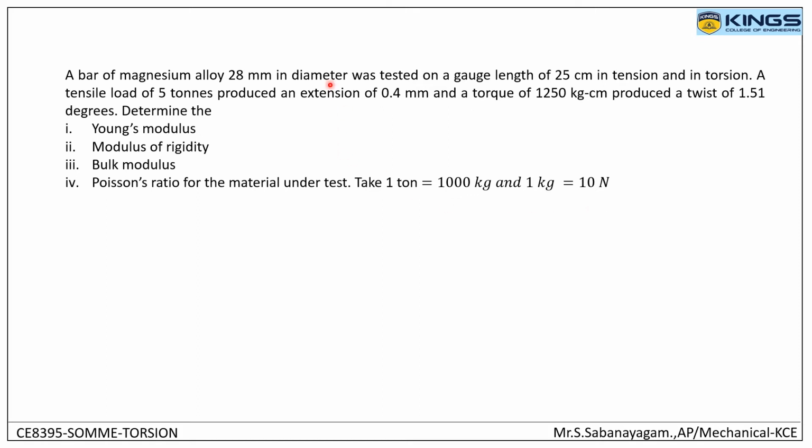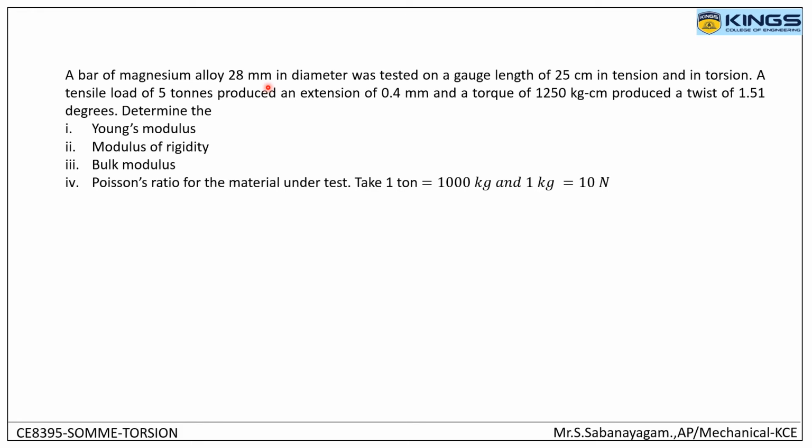Right? This is the problem given, and we have to understand that the material is a bar of magnesium alloy, and its structure is in the shape of a bar. Its diameter will be 28 mm, right? And the length will be 25 centimeter. So we have to clearly understand that there are a number of dimensions and measurements. One measurement is in mm, one is in centimeter, and the load is in tons. So we have to convert all these parameters into one unit of measurement, that is in terms of mm and Newton.